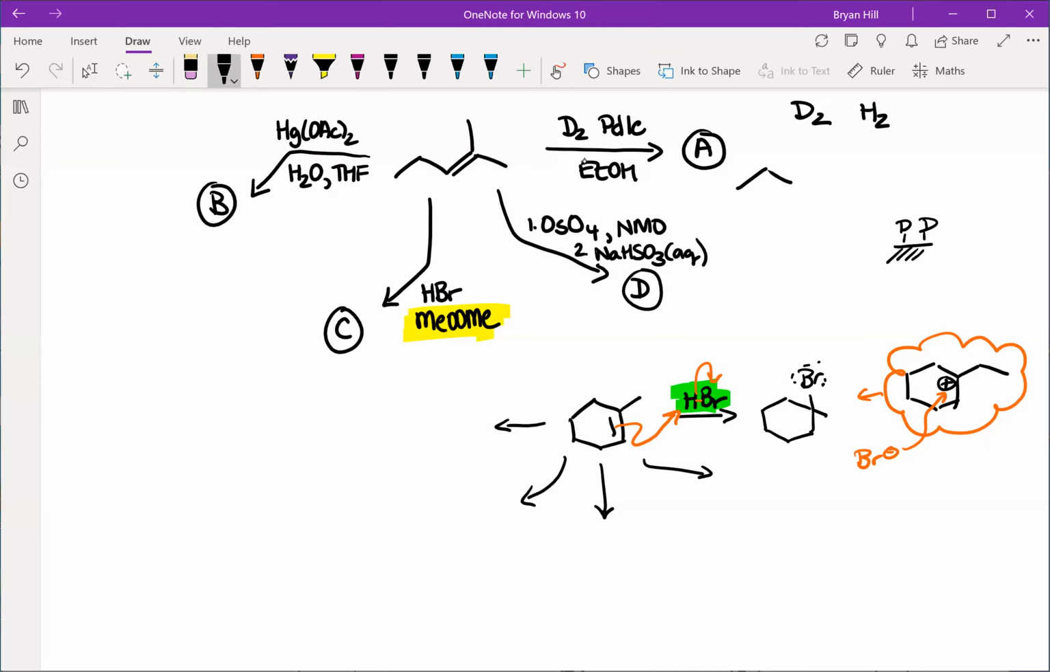So our product should be either, I'll put the two Ds forward, put a methyl group back, or, and you don't need to draw both, you just need to draw one, you could have the two deuteriums back. So as long as the two deuteriums go on the same side, perfect.